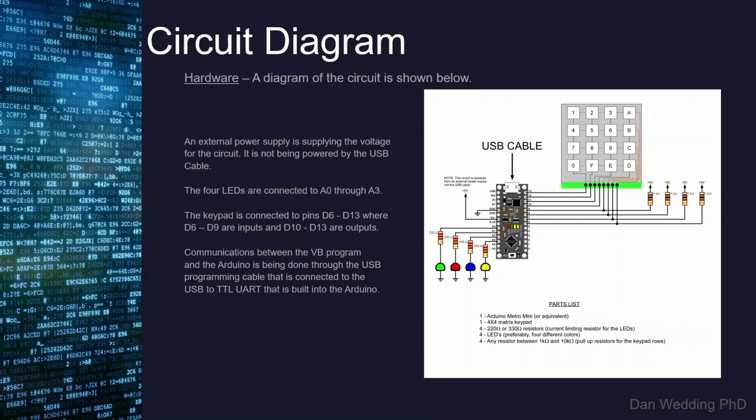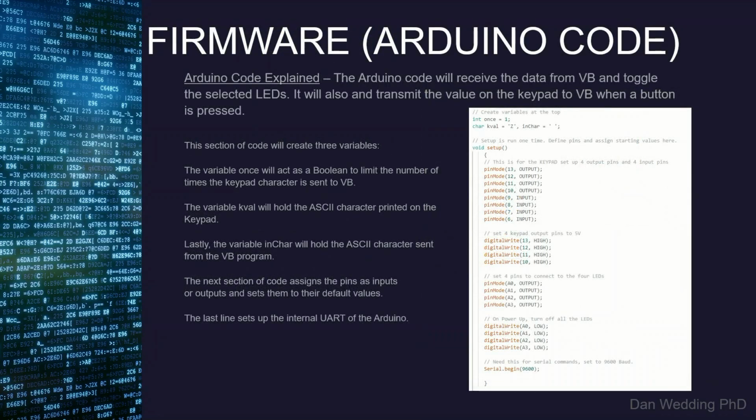Communications between the VB program and the Arduino is being done through the USB programming cable that is connected to the USB to TTL UART that is built into the Arduino. The Arduino code will receive the data from VB and toggle the selected LEDs. It will also transmit the value on the keypad to VB when a button is pressed.